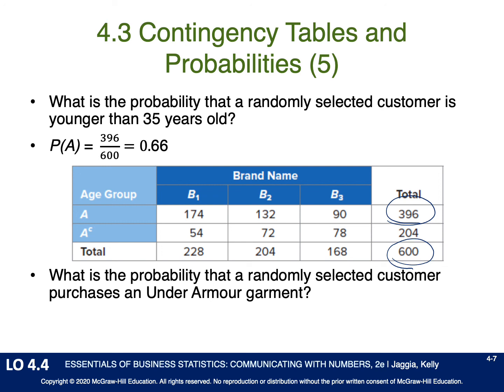So now my next question is, what is the probability that a randomly selected customer purchases an Under Armour garment? So that's going to look at here at B1. So 228 out of the total of 600 purchased Under Armour. So that's the probability of B1, which gives me 38%. So 66% of consumers, goodness, that's hard to say, were under the age of 35. 38% of all consumers purchased an Under Armour garment.